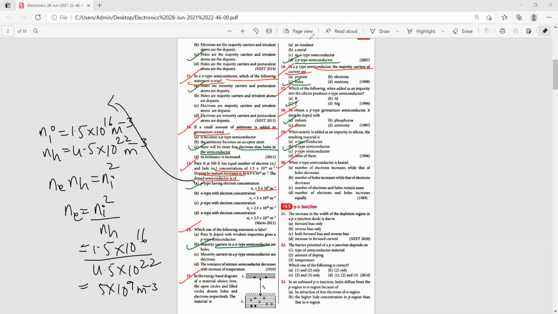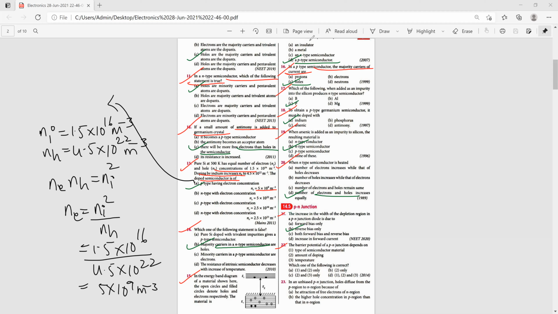21st, the increase in width of the depletion region in a PN junction is due to: forward bias, reverse bias only, both forward and reverse bias, or increase in forward current. The width of the depletion layer increases in reverse bias. Therefore, for 21, option B is the right answer.